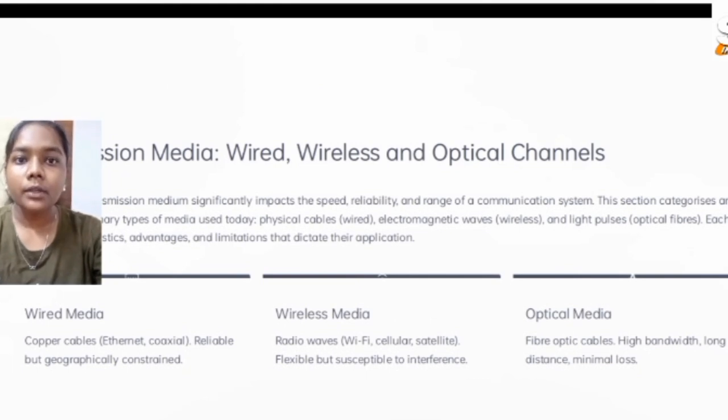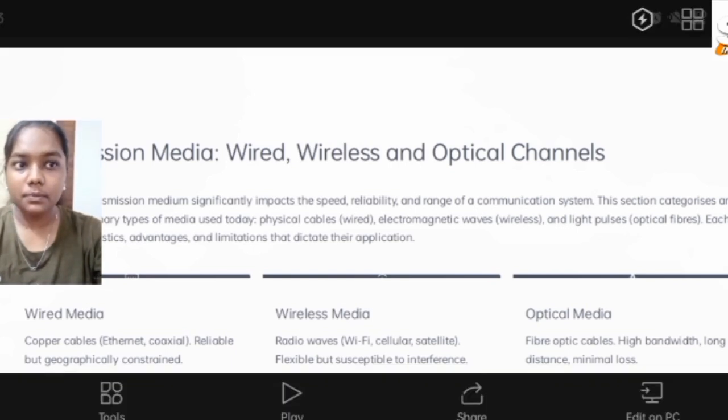Wired media, copper cables, reliable but geographically constrained. Wireless media, radio waves, Wi-Fi, cellular, satellite, flexible but susceptible to interference. Optical media, fiber optic cables, high bandwidth, long distance, minimal loss.